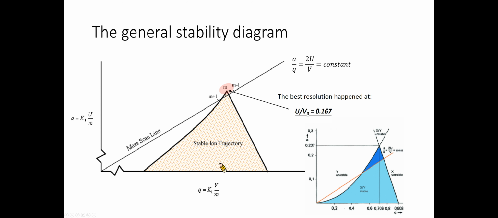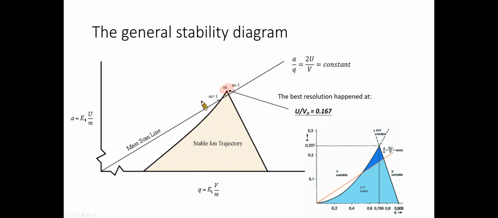The result of this is illustrated as the mass scan line intersecting the stability diagram. The general stability diagram is illustrated where there is an inverse relationship between the potential and mass. The lighter ions are higher on the mass scan line and the heavier ions are lower on the line. From the general stability diagram, it is also possible to explain how an instrument's resolution can be altered.